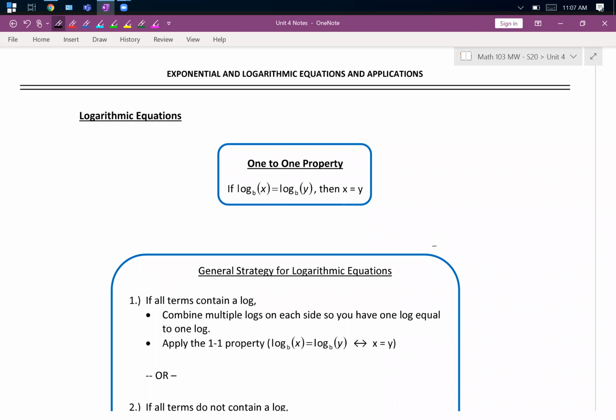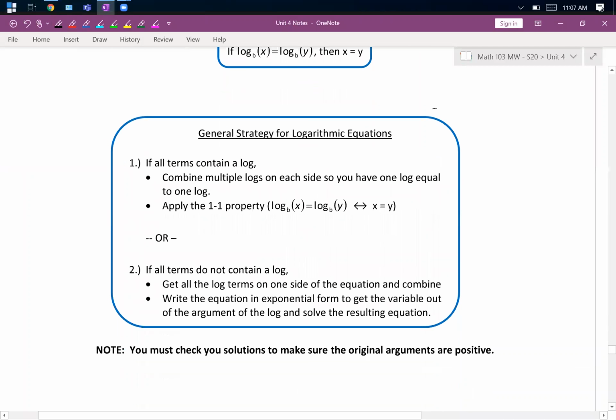So basically, if you can rewrite it as one log equal to one log with the logs having the same base, then the arguments have to be the same. That's always our first option. Now, the nice thing about log equations is we can know immediately right away when looking at it if the one-to-one property is going to work.